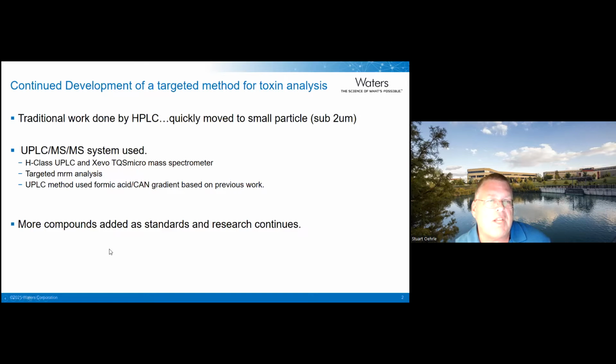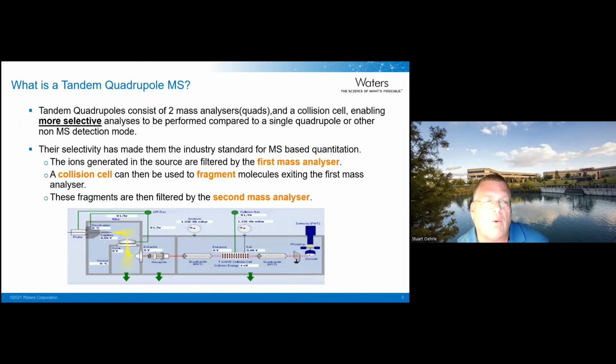But for the analysis, HPLC had been used, which is a traditional high performance liquid chromatography. We went to a small particle system that used smaller particles. The neat thing about this is you can get a very fast analysis. So real quick, what are tandem quads, which is our mass spectrometer we use? Basically, you have two mass analyzers.